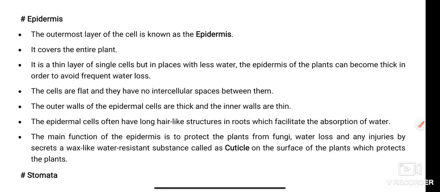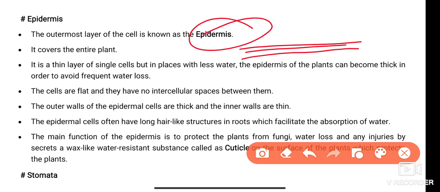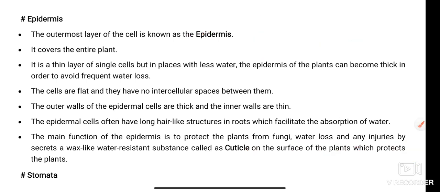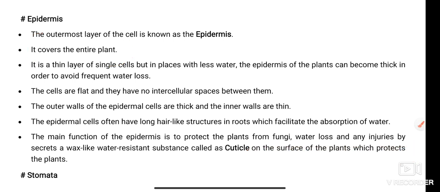So let us understand what is epidermis and what are the workings of epidermis tissue. The outermost layer of the plant cells or plant surface is made up of epidermis tissue, like our body has an outer covering, the skin. In a similar sense, epidermis is the outer coating of the plant cells. Like our skin covers our whole body, epidermis tissue covers the entire plant.